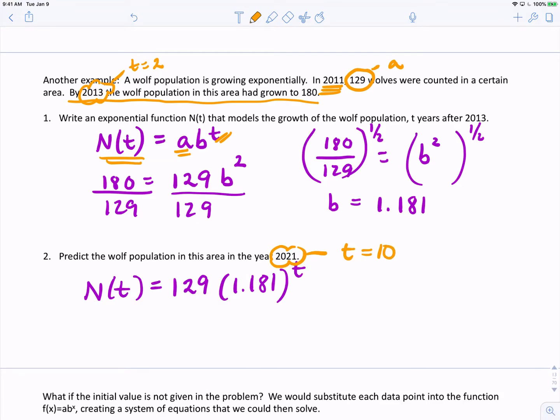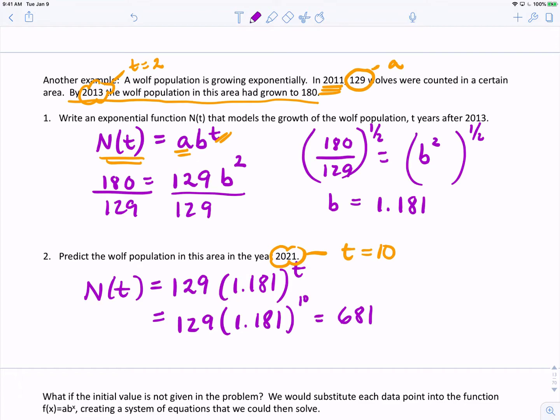And so to answer that question, we simply have to take our calculators and compute 129 times 1.181 raised to the 10th power. So 129 times 1.181 raised to the 10th power would be equal to 680. Actually 681. I just want to double check that so that it's correct in your notes. Yep, that's what we would get.